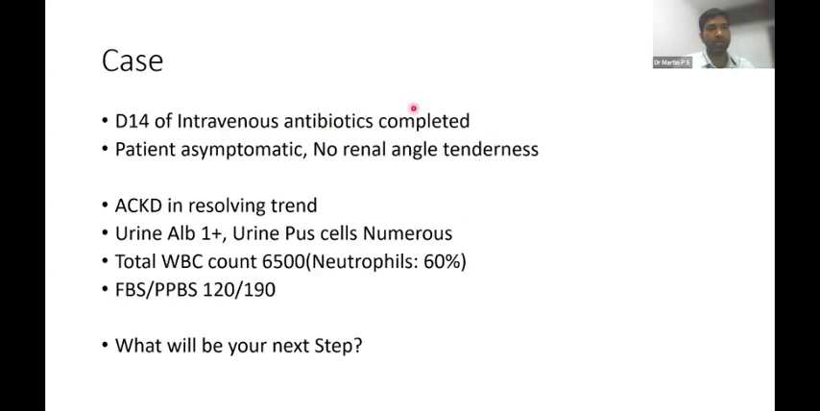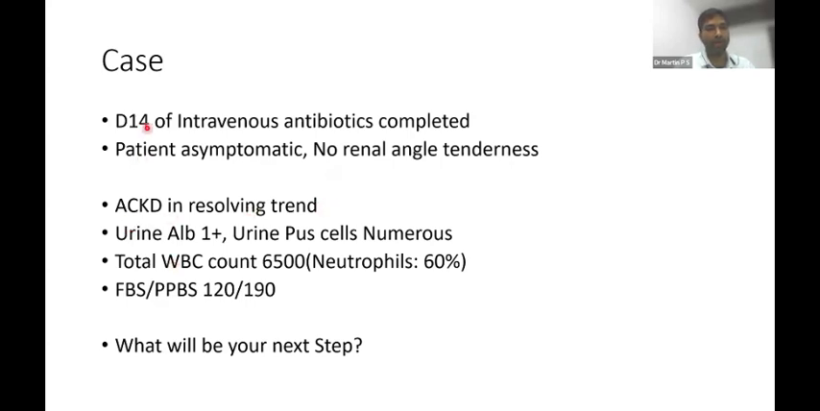So now she has completed day 14 of her intravenous antibiotics. She is asymptomatic. She is all better. On clinical examination, there is no renal angle tenderness. During the hospital stay, she had an acute worsening of her CKD, which gradually resolved. But the problem arises here.